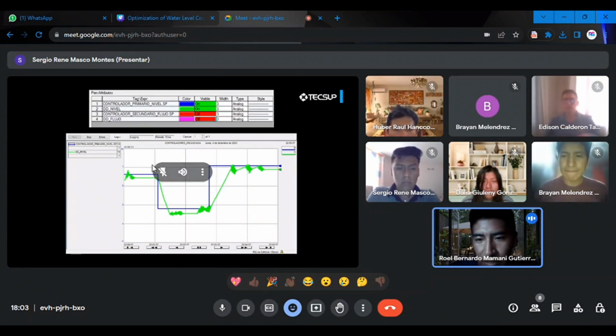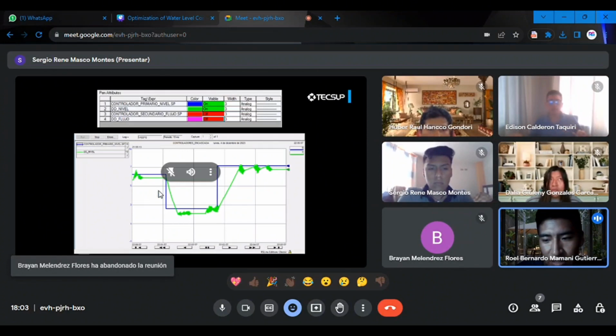The response of the main variable of the process, which is level, to different disturbances and changes in the set point variable can be seen. It responds well to any disturbance. Next.